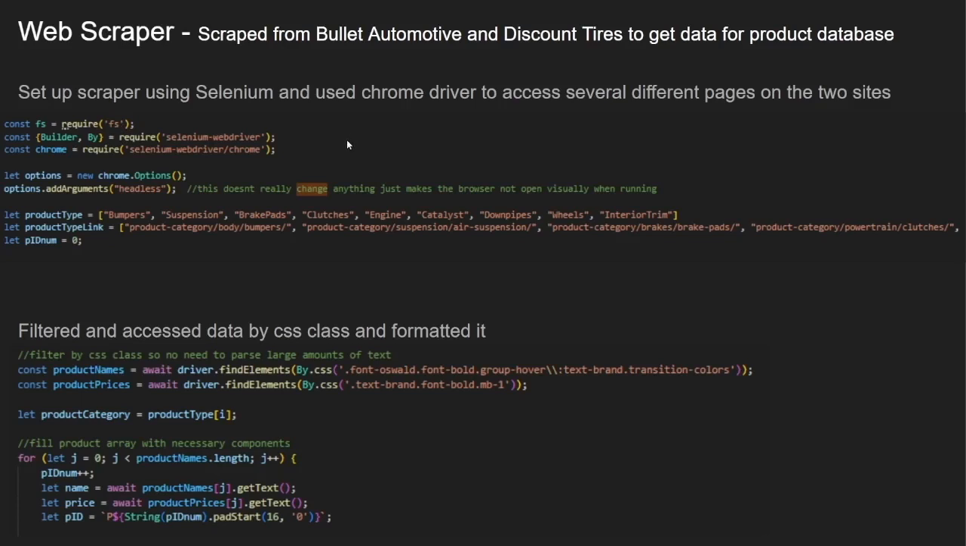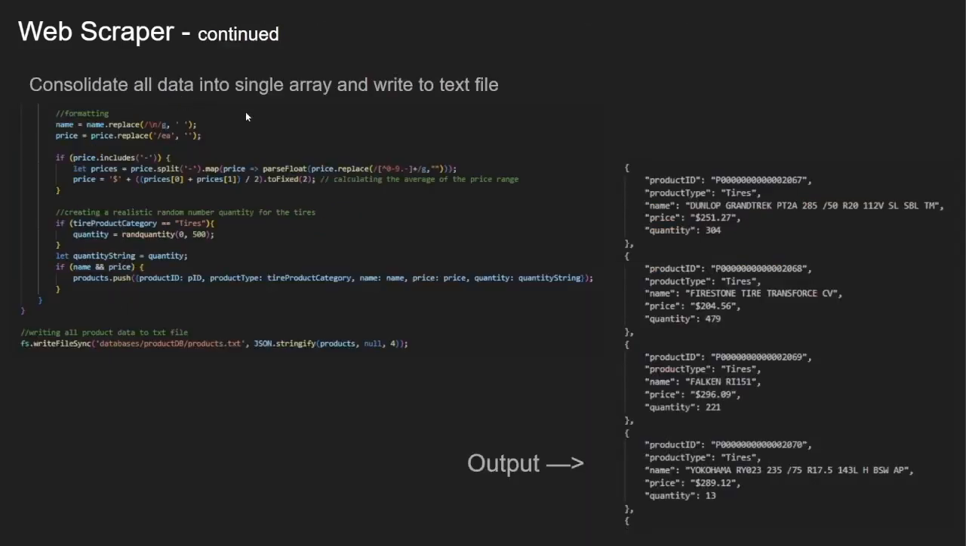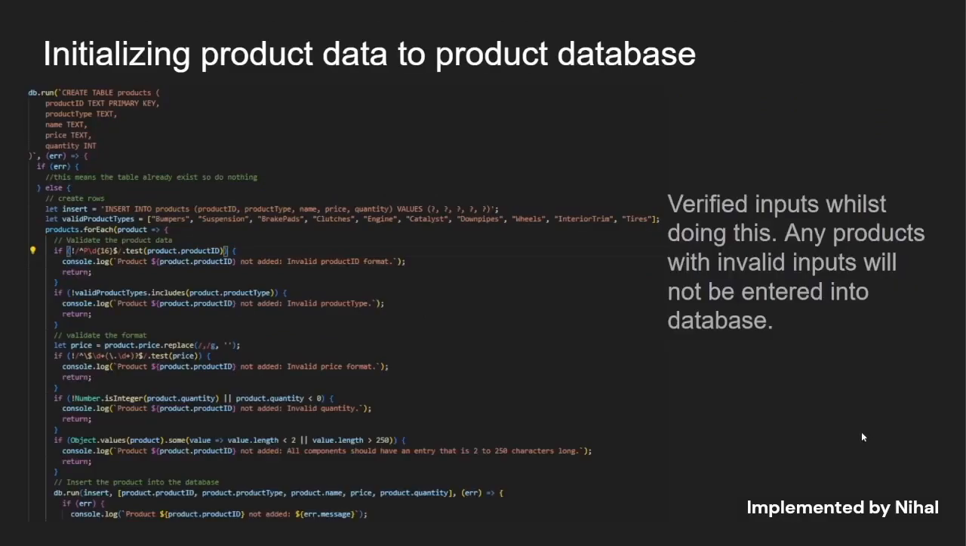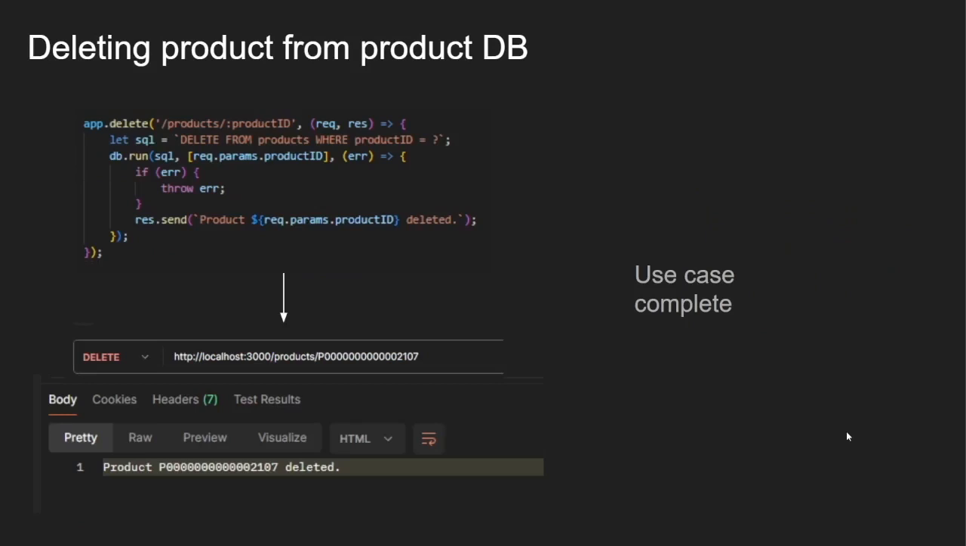This was done in a very modular manner. The data accessed was filtered by CSS class and formatted. Then all the data was consolidated into a single array and written to a text file. On the right is what the output of this text file looks like. Once the text file was written, it was then passed into a product database so that the product data could be initialized to it. During this step was also when the inputs were verified. So any of the products with invalid inputs would not have been entered into the database here.